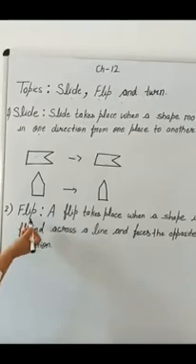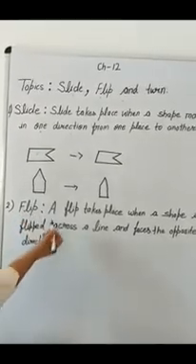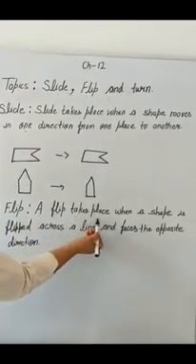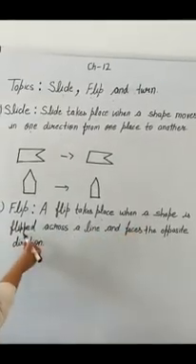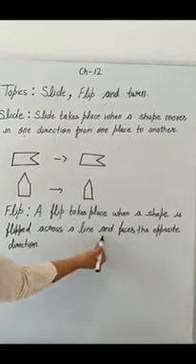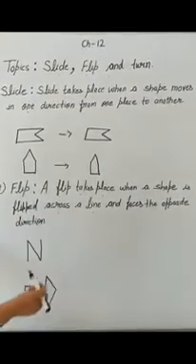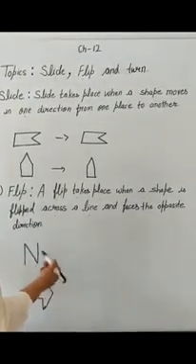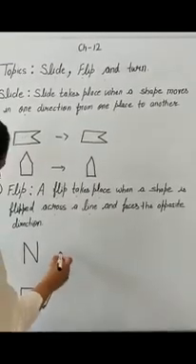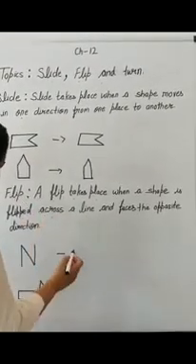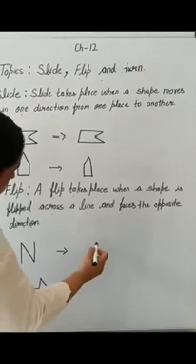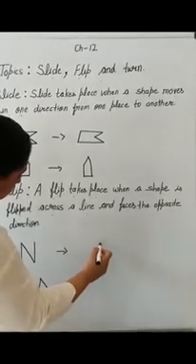Now the second is flip. A flip takes place when a shape is flipped across a line and faces the opposite direction. It means turn something over to make a mirror image. So actually flip means mirror image. So we will draw the mirror image of this.